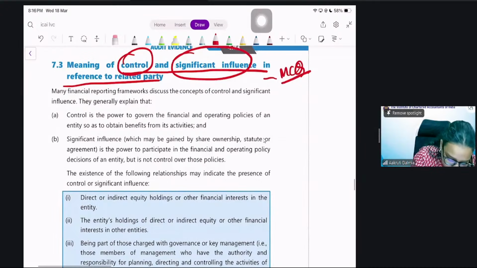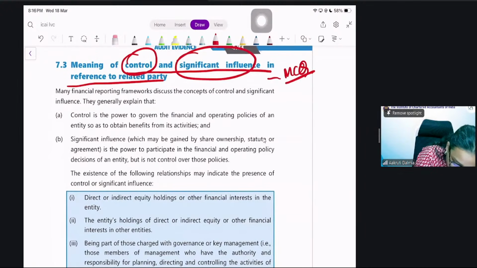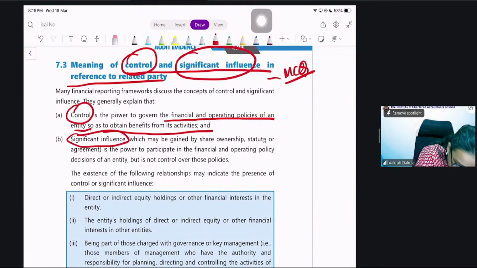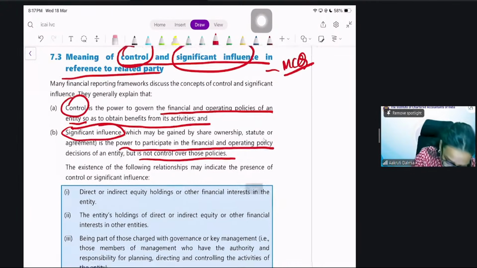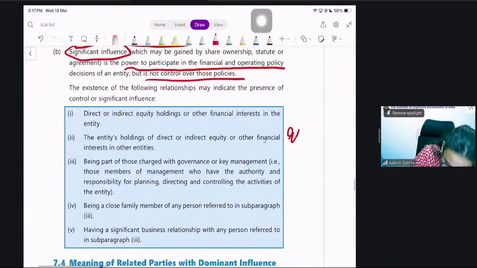Okay, MCQs. Control is the power to govern the financial and operating policies of an entity so as to obtain benefits. That is control. Influence means power to participate but not to control those policies. Control means I am controlling the outcome. Influence means I can participate. I have power to participate, but I cannot control the outcome. These are some examples.